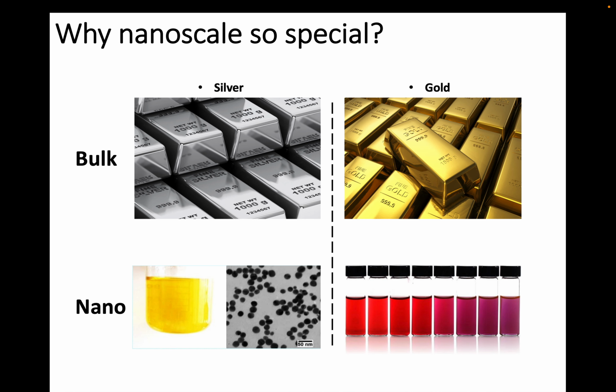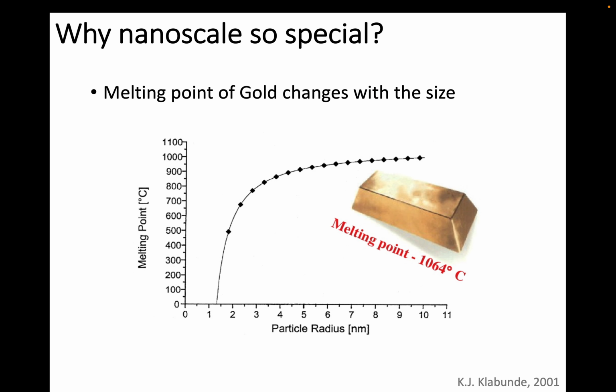Okay, and another thing is the melting point of gold. At the bulk scale, the melting point of gold is 1064 degrees Celsius. But if we make particles made of gold smaller and smaller, the melting point starts decreasing quite a bit. So let us look at this plot here.